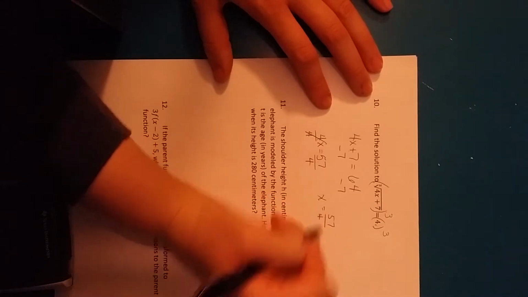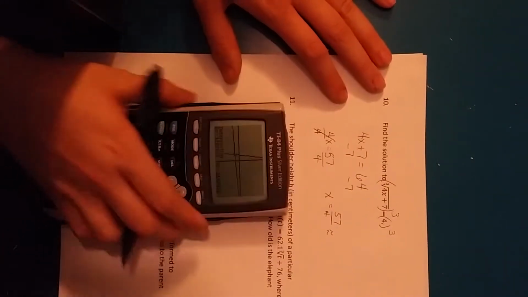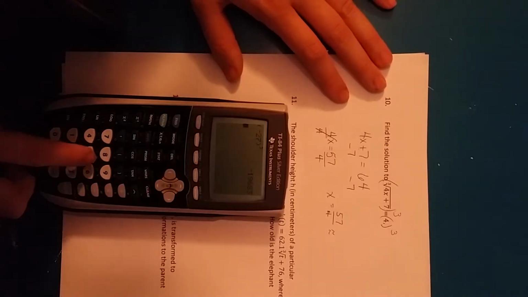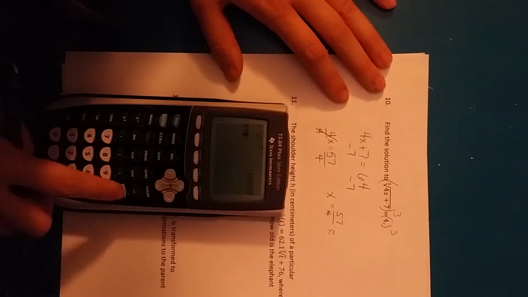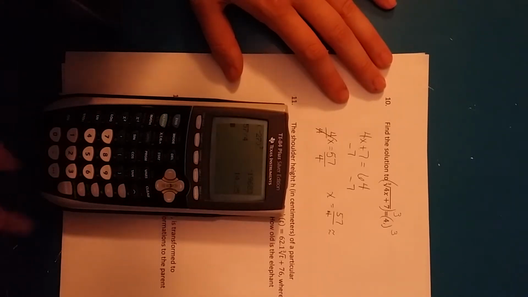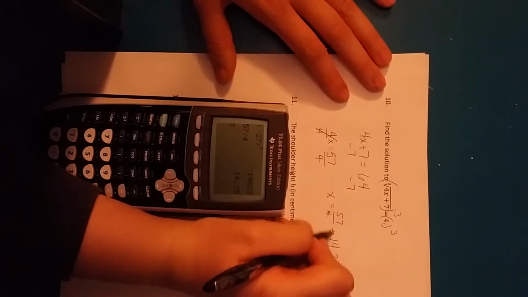57 divided by 4. You can kind of estimate that with a decimal. 57 divided by 4, you get 14.25, which is actually exact.